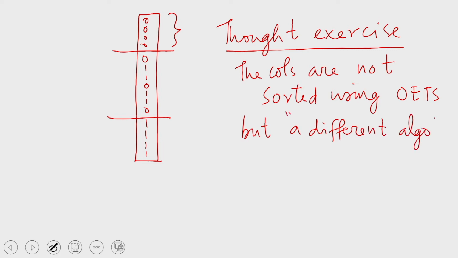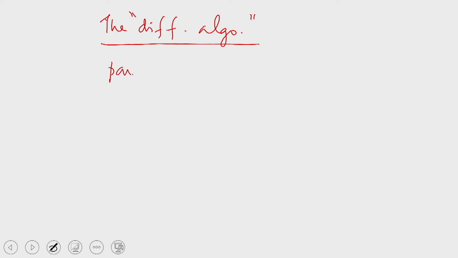Which I will describe in a moment. So, if the columns were to be sorted using a different algorithm, and if this different algorithm happens to be the following, mind you, this is only a thought exercise. So, we are now invoking a different algorithm for sorting the columns. What this does is the following: it pairs off the dirty rows.